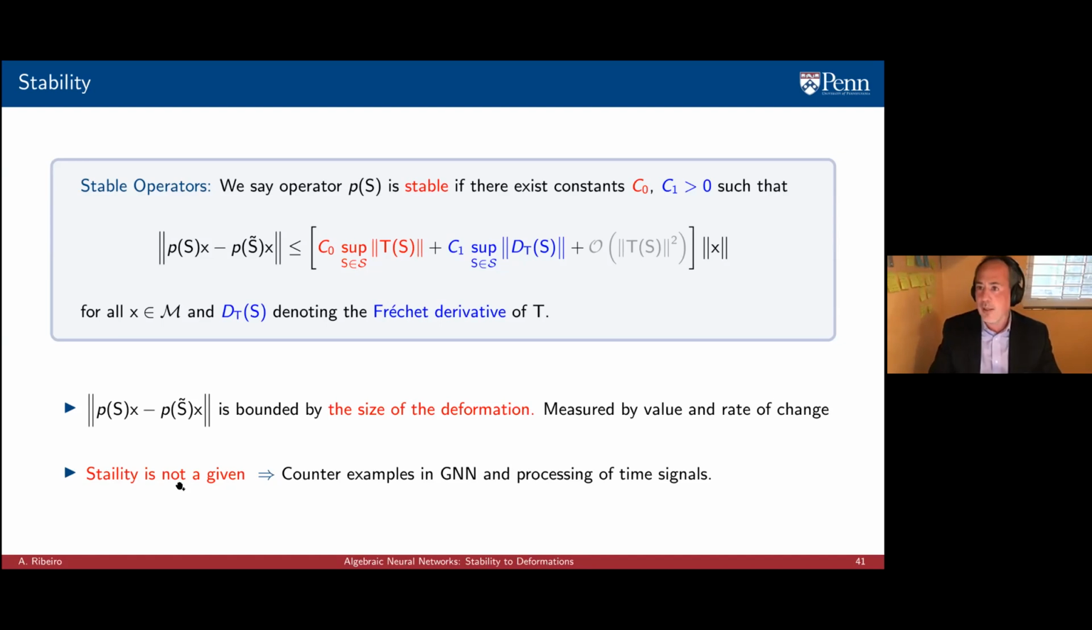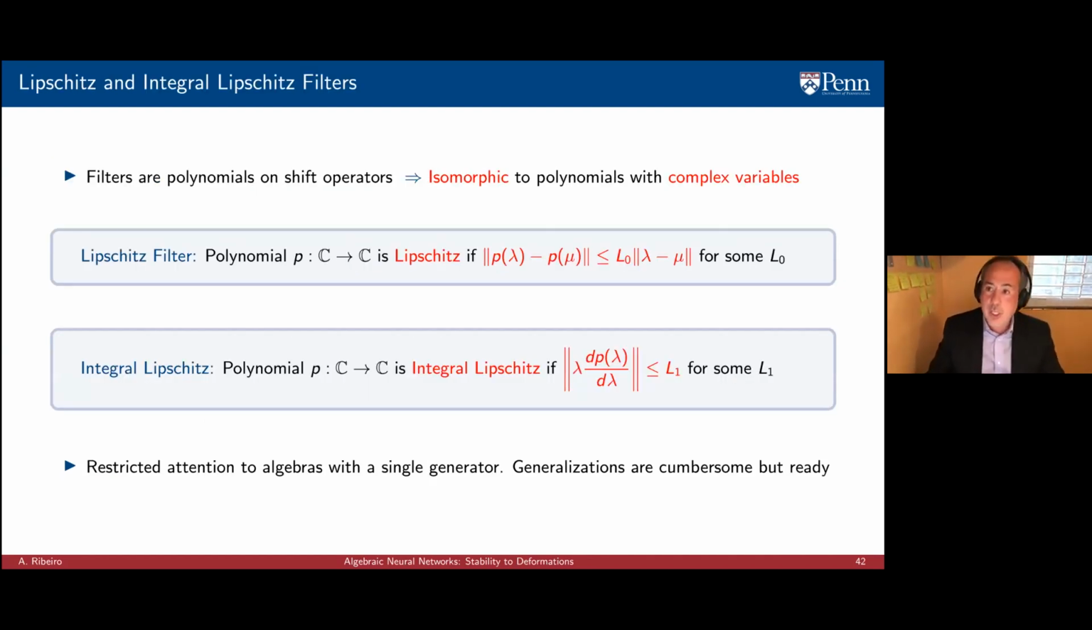Something important is that stability is not a given. It's easy to construct counterexamples in both CNNs and GNNs in which you will have unstable operators. In order to have stable operators, I need to introduce two restrictions, which are that my filters be Lipschitz and that my filters be integral Lipschitz. That the filters are Lipschitz means that they are Lipschitz. That they are integral Lipschitz means that their derivatives are, sorry, their integrals are Lipschitz. The product of lambda with the derivative of the filter is bounded by a certain quantity.